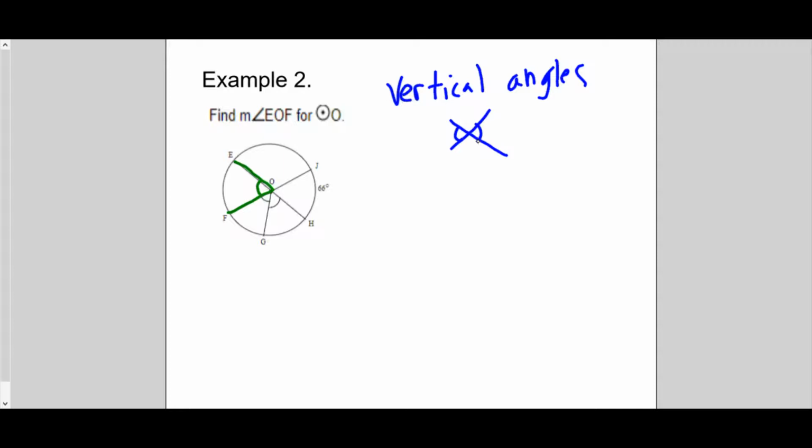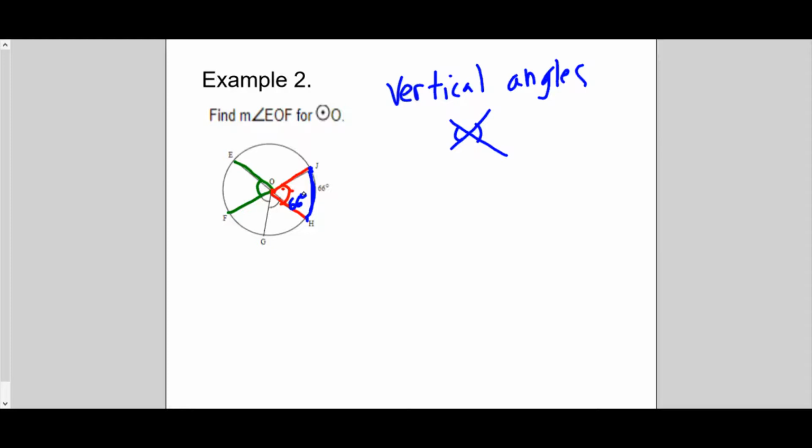So here in my picture, notice I have EOF. Well, the angle on the opposite side of EOF, but sharing this vertex O, is JOH. These angles would have the same measure. So it'd be nice if I knew what one of these angles were. Notice that from J to H, this arc length is 66. Remember, the arc length is the same as that central angle. So this red central angle is going to be the same as this arc length. So this will be 66.